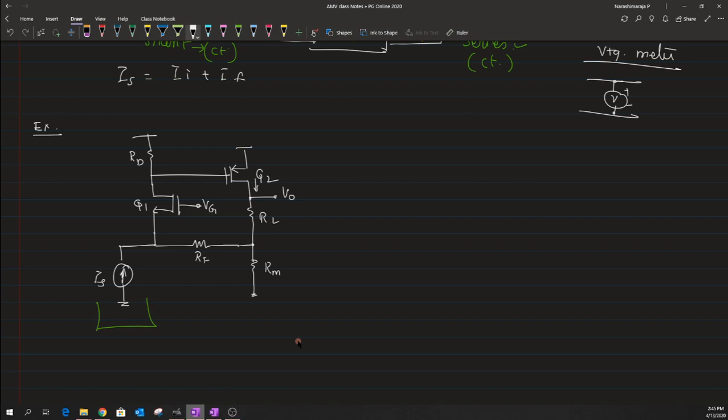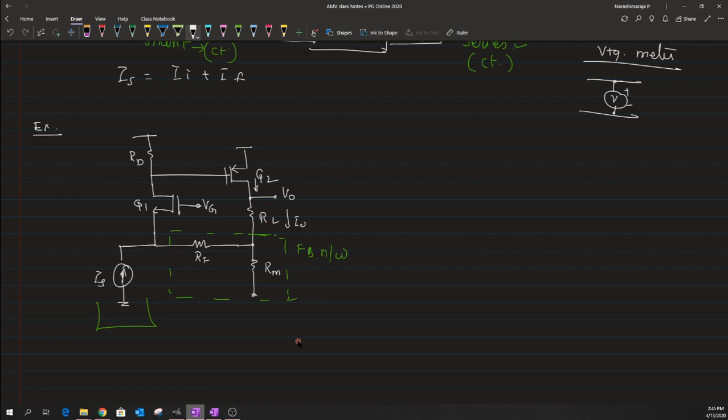So clearly my feedback network is only the combination of this RF and RM, and the input to this feedback network is not directly measuring the voltage. I'm not feeding this V0 as an input to this feedback network, but rather I'm passing through this resistive RL. So the type of sampling that we are doing is basically a current. Hope that it is clear.